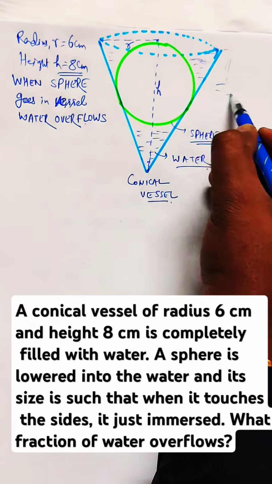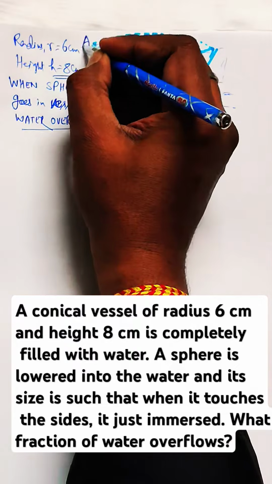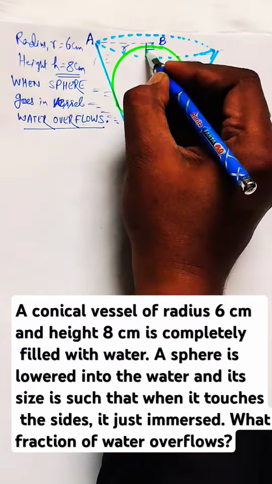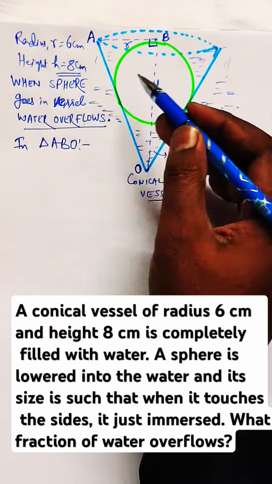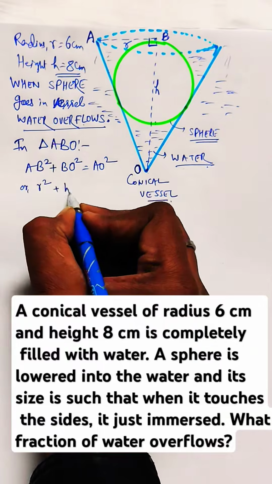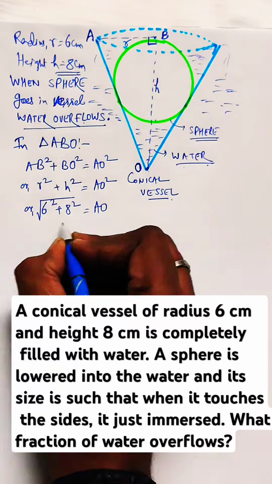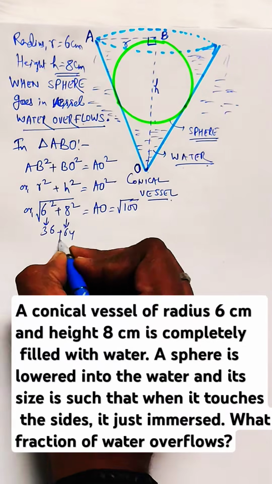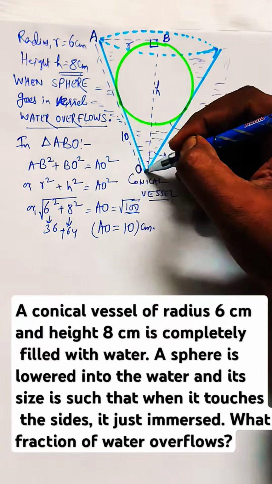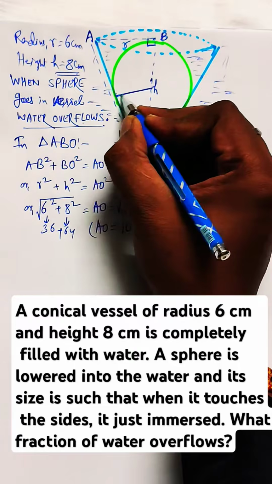So if the sphere is shown in green and the conical vessel is blue, then this is the volume of water which overflows, which I have shown outside of the vessel, right? And this is the right angle triangle which is formed. Just see this as an inverted right circular cone, right? So in triangle ABO, apply the Pythagoras theorem, and since we know the value of radius and height, we get the value of the hypotenuse, that is AO, as 10. So AO is calculated as 10 centimeter.